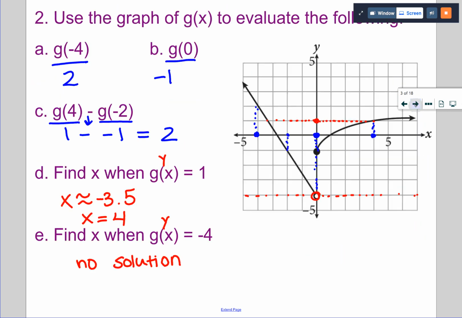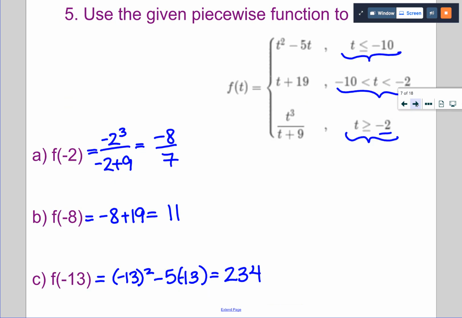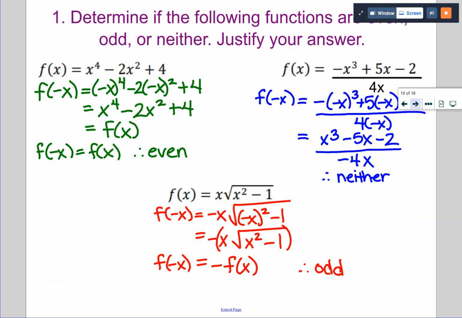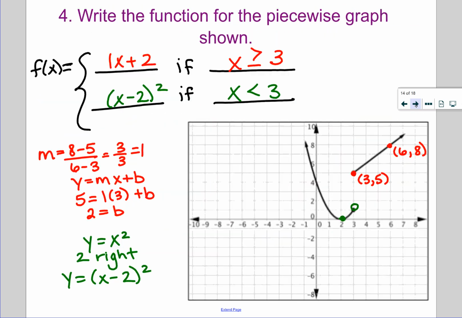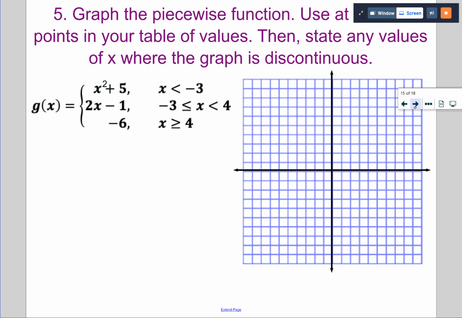Which one we left off on. I think we did the first piecewise function, right? We did that. Okay. So we're going to start here, number 5 on your paper.